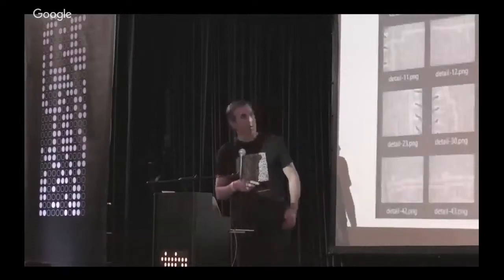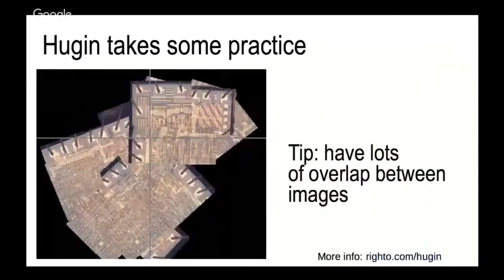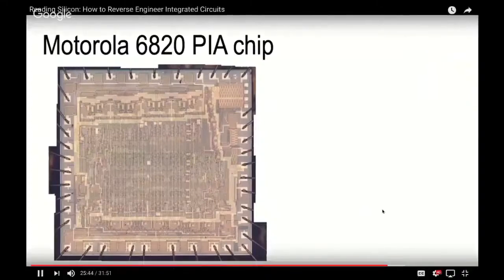Once I have the microscope, I take a whole bunch of pictures of a chip, and then I tile these together using a program called Hugin. It's got a little bit of a learning curve. My first attempt, I ended up with this sort of Picasso-style cubist chip. One secret is make sure you have way more overlap between successive images than you think you need, because that overlap is what lets it tie the photos together. So once I got that straightened out, here's a die photo I took of this Motorola interface chip. This chip was used in the Apple I, among other places.